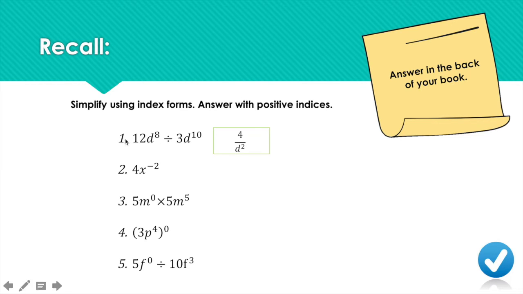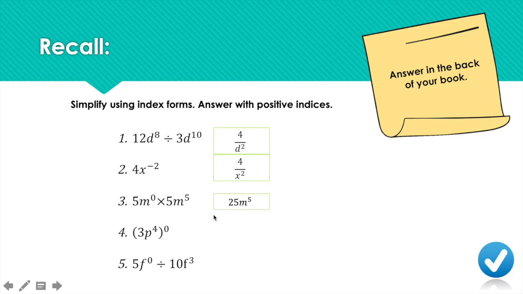The first one, we've got 4 over d squared. 4d to the power of negative 2 would have got you the same thing, but we wanted positive indices, so 4 over d squared. This one, 4 over x squared. Now, only the x has the negative 2, not the 4. That's why it's the only thing down the bottom.